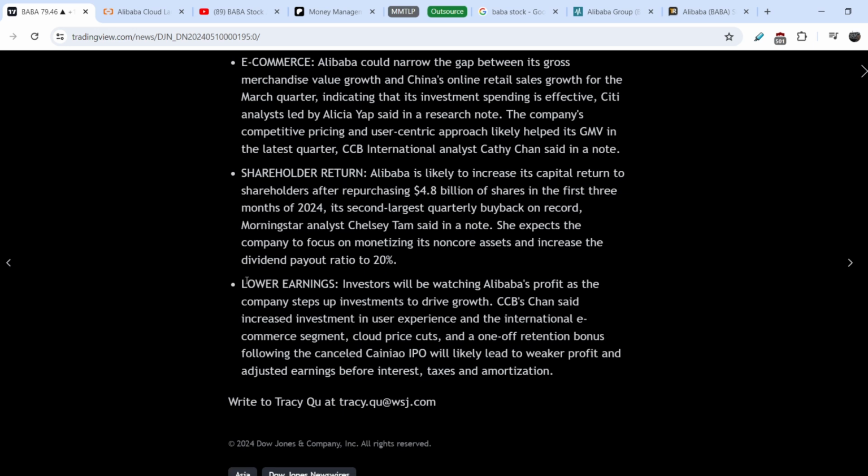And the last but not least, lower earnings. Investors will be watching Alibaba's profit as the company steps up investments to drive growth.